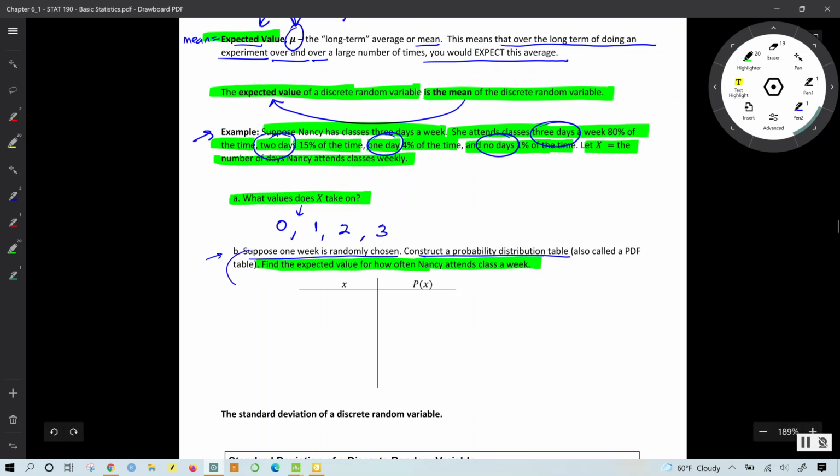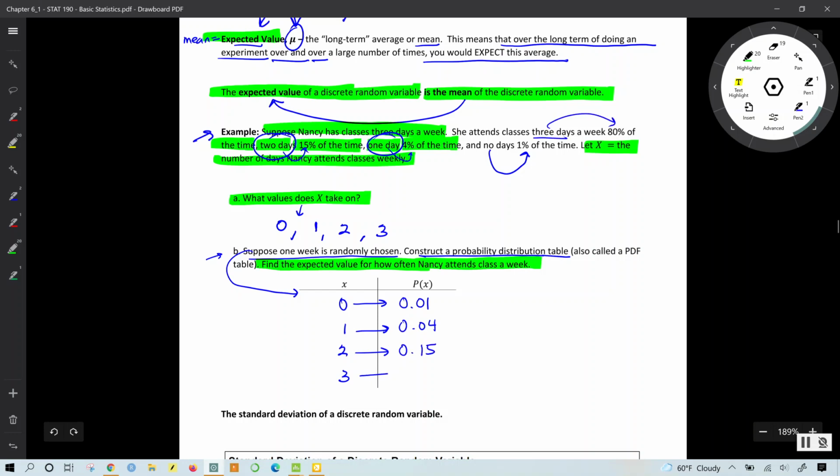So first of all, let's create the probability distribution table: 0, 1, 2, 3. She attends classes no days 1% of the time, so that will be 0.01. Then 1 day, 4% of the time, 0.04. And then 2 days, 15% of the time, 0.15. And 3 days, 80% of the time, 0.80.